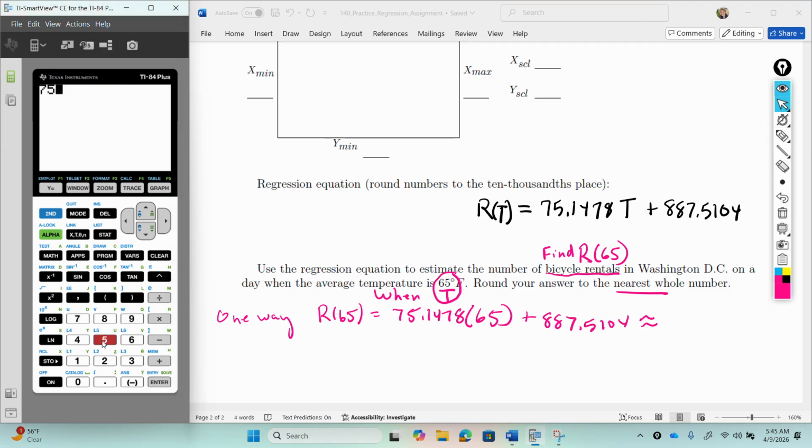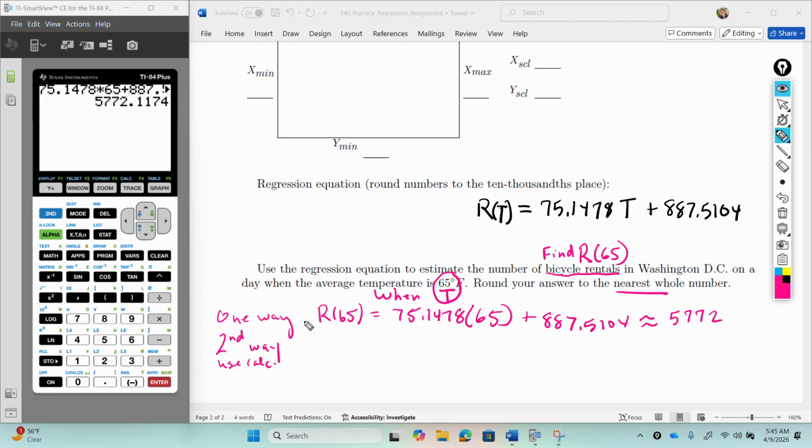So 75.1478 times 65, and then plus 887.5104. Enter. Now, if I round that to the nearest whole number, it's approximately 5,772.